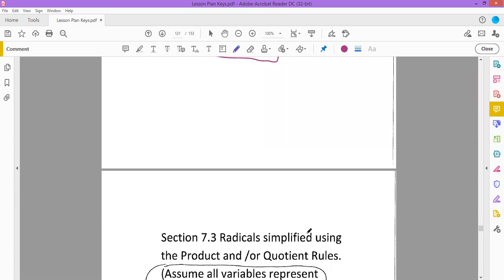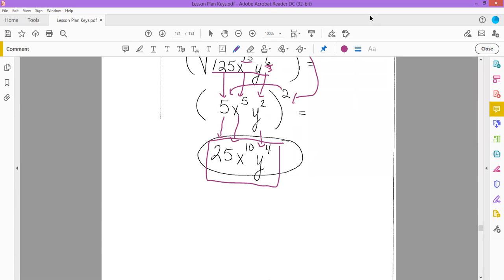All right, that's the last example from this section. We'll stop here.